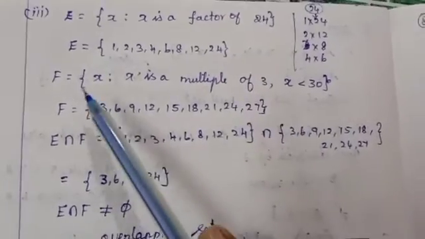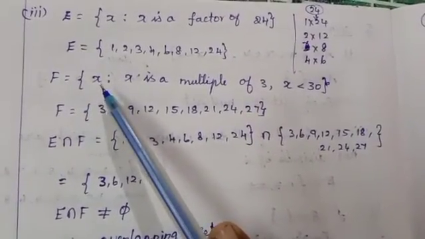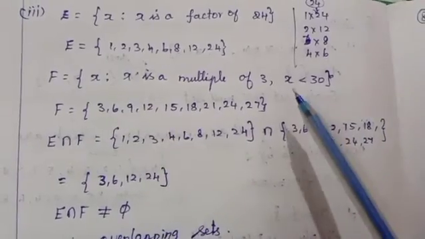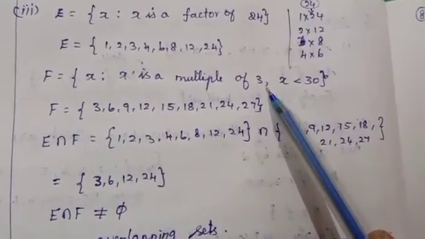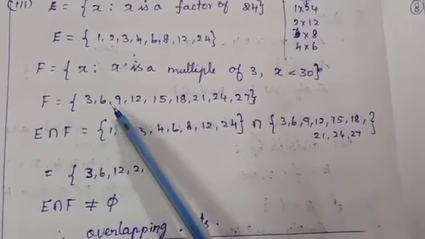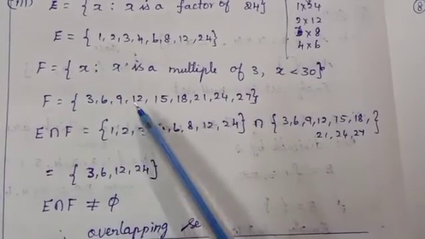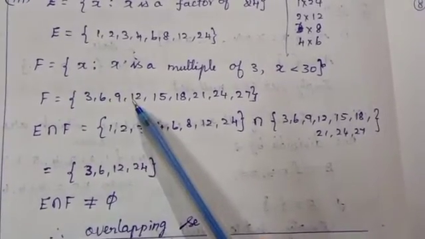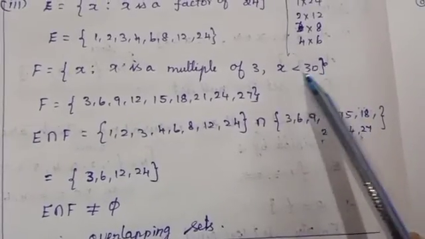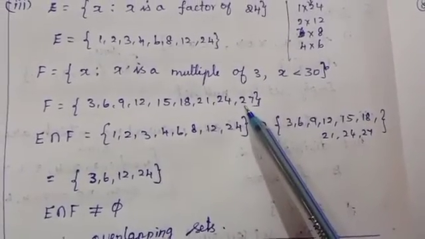Okay. Then F is equal to set of all x such that x is a multiple of 3. You know the multiples of 3, what are they? 1 3 is 3, 2 3s are 6, 3 3s are 9, 4 3s are... You have to take from the 3 times table. Less than 30 is given, so below 30.